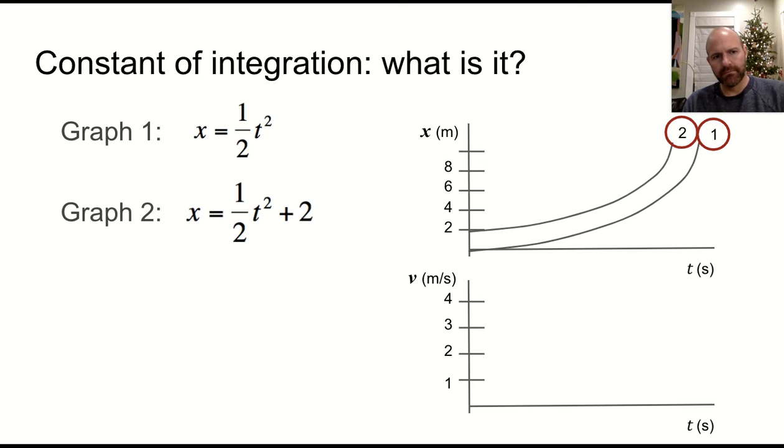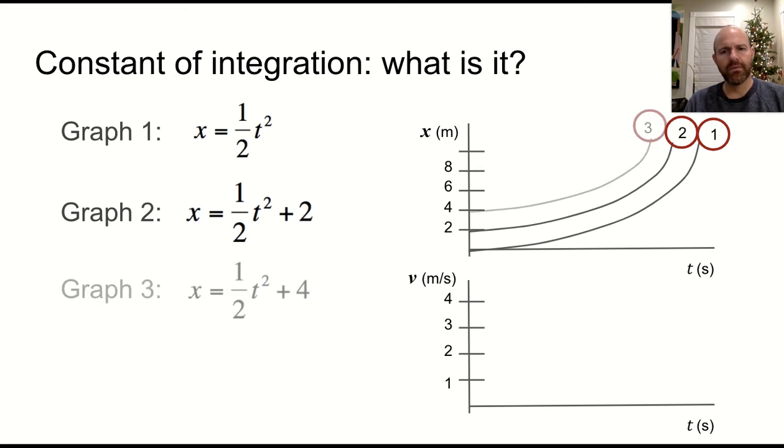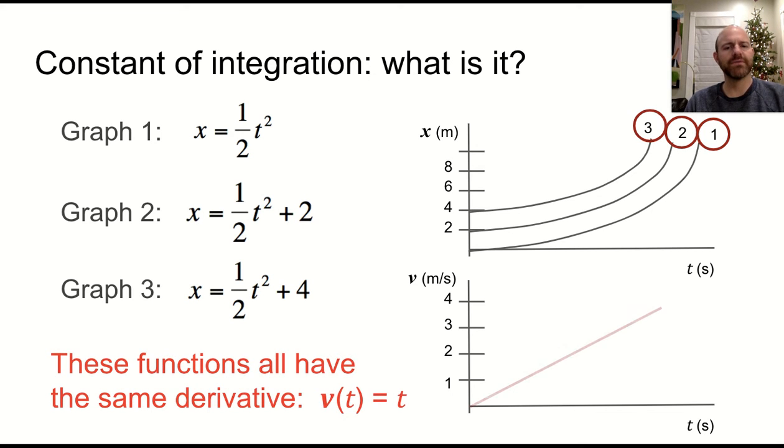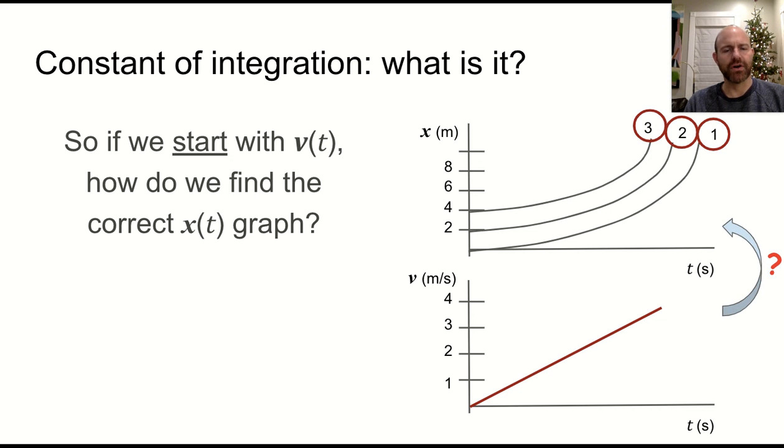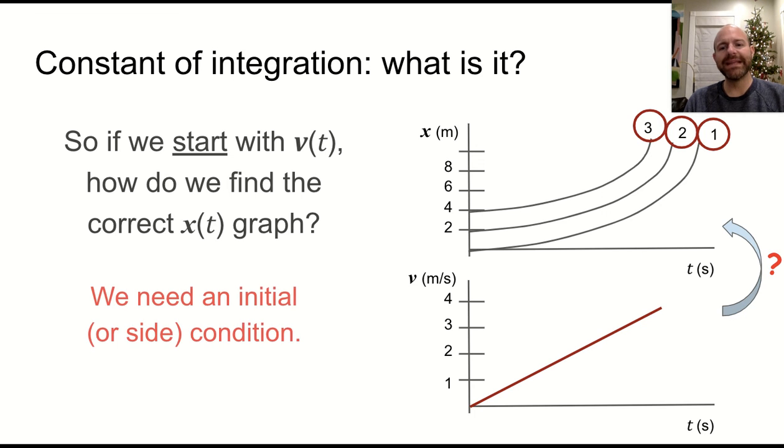Well, 1/2 t squared plus 2 and 1/2 t squared plus 4 all have the same derivative, right? So if you start with that velocity and you want to integrate to get to position, you don't actually know which one of those it will be without figuring out the starting point, right? Does it start at 0, at 2, or at 4 meters? And so we need that initial condition, sometimes called the side condition, to figure what it is.